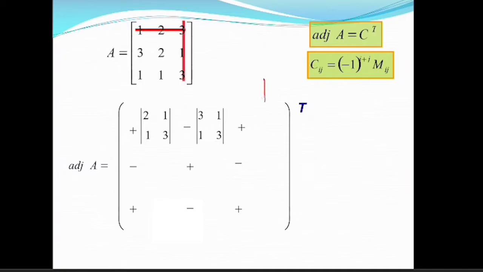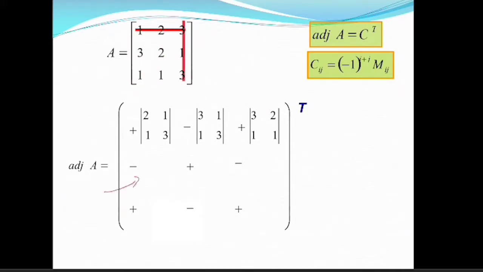Now we are looking for the minor in the first row and third column. We have to erase the first row and third column. And what's left is the numbers 3, 2, 1, 1. Write those numbers according to their order in the determinant.